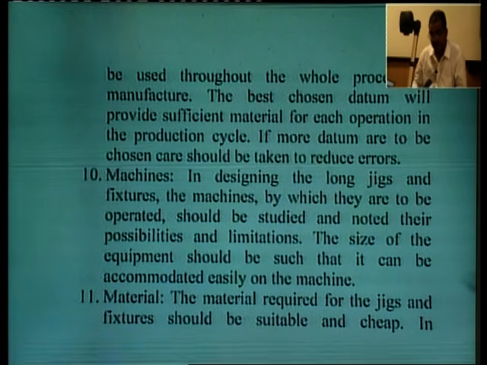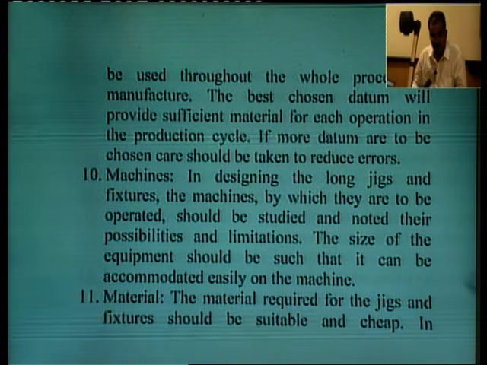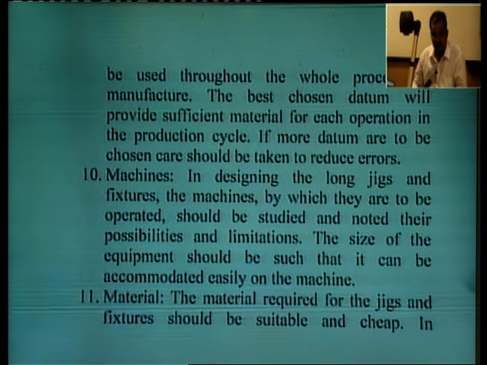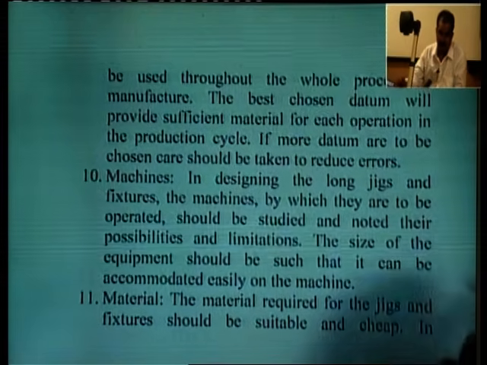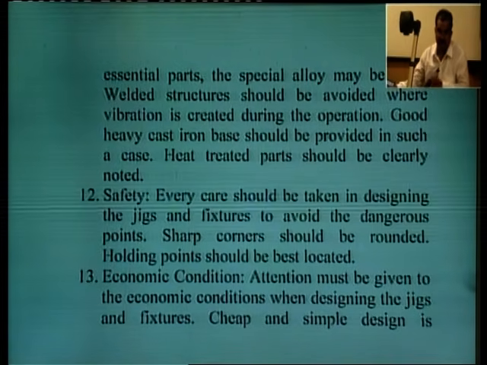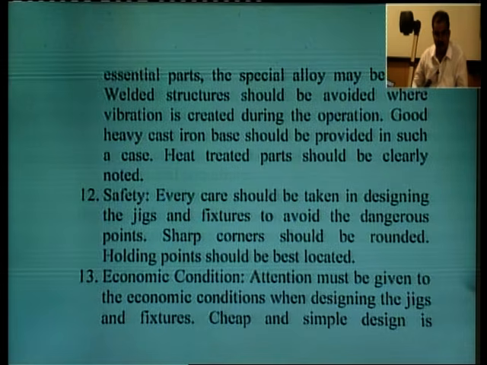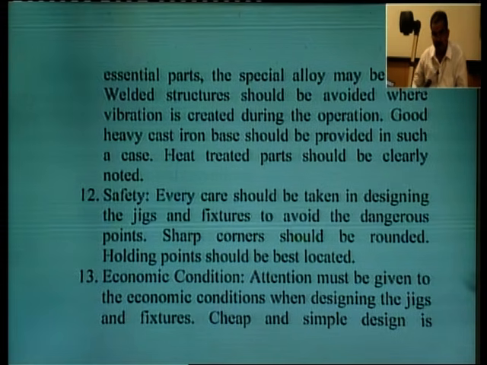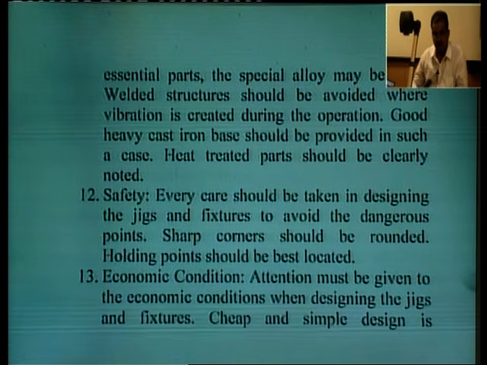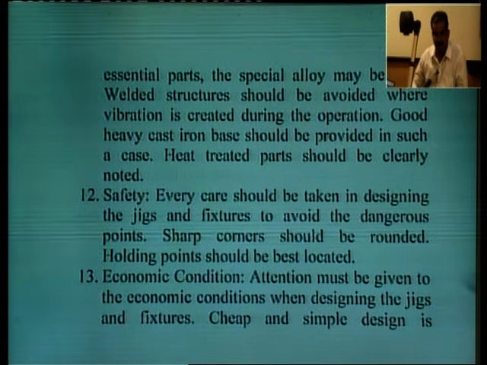Then material. The material required for the jigs and fixtures should be suitable and cheap. In essential parts, a special alloy may be used. Welded structures should be avoided where vibration is created during the operation. A good heavy cast iron base should be provided. In such a case, heat treated parts should be clearly noted.